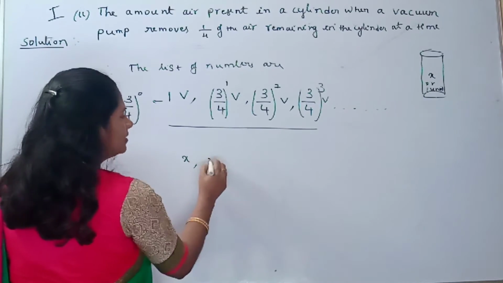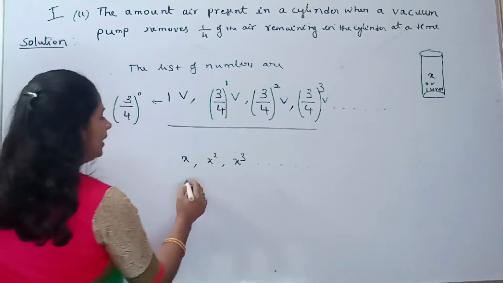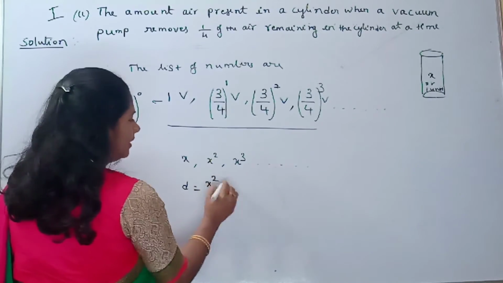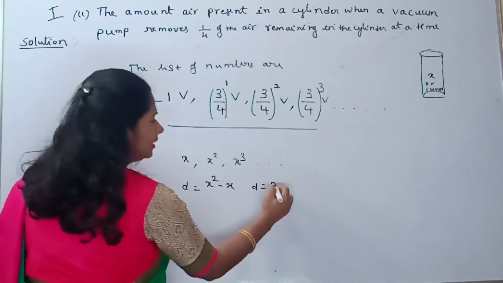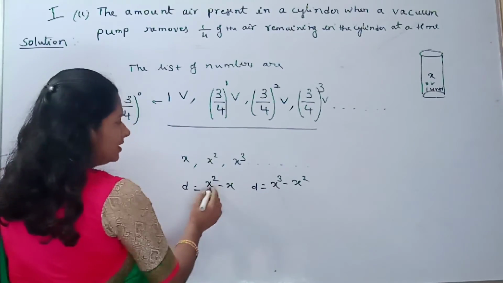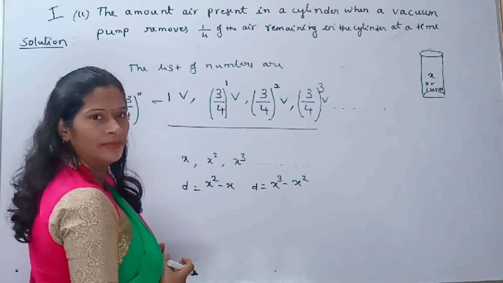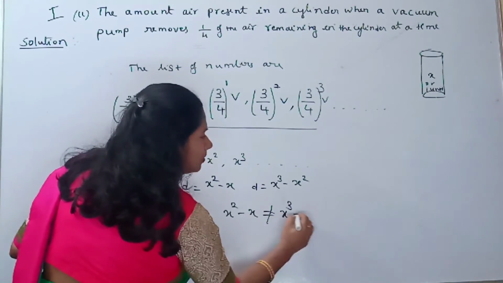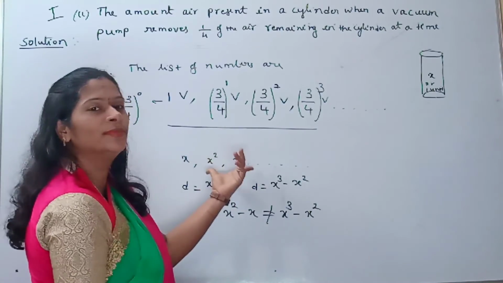So let us take x, x square, x cube, this list of numbers. Now if I take the common difference D, how will we get the common difference, children? The second term minus the first term, x square minus x, or D equal to the third term minus the second term, you will get the common difference. Are they equal, children? x square minus x and x cube minus x square, are they equal? No, isn't it? So x square minus x is not equal to x cube minus x square. So this list of numbers does not form an AP.